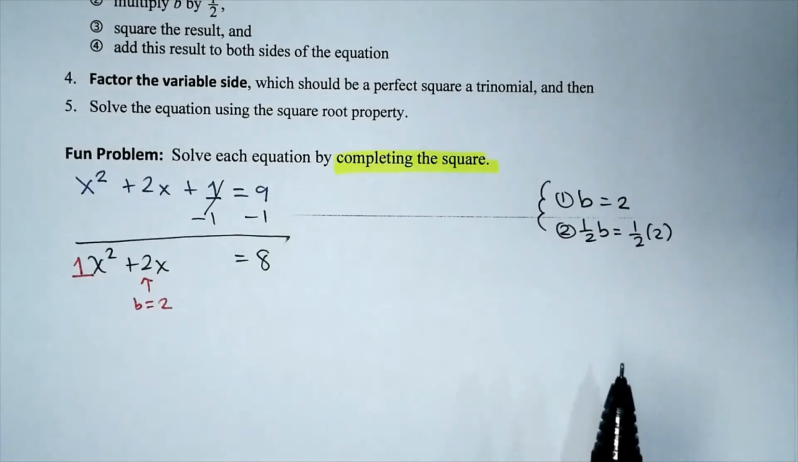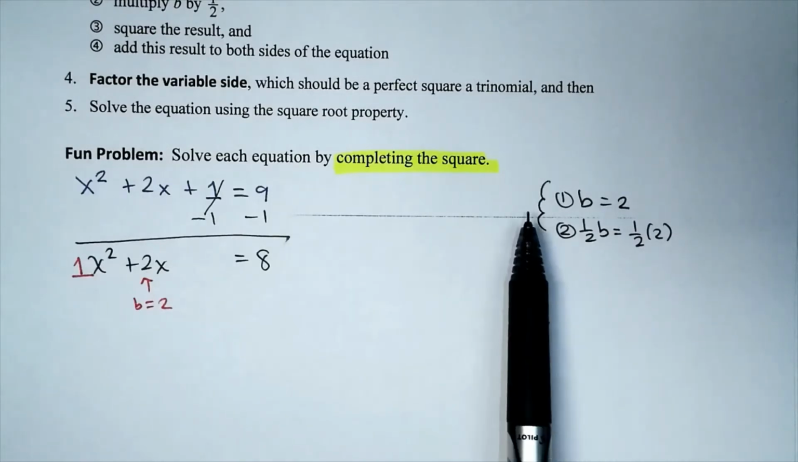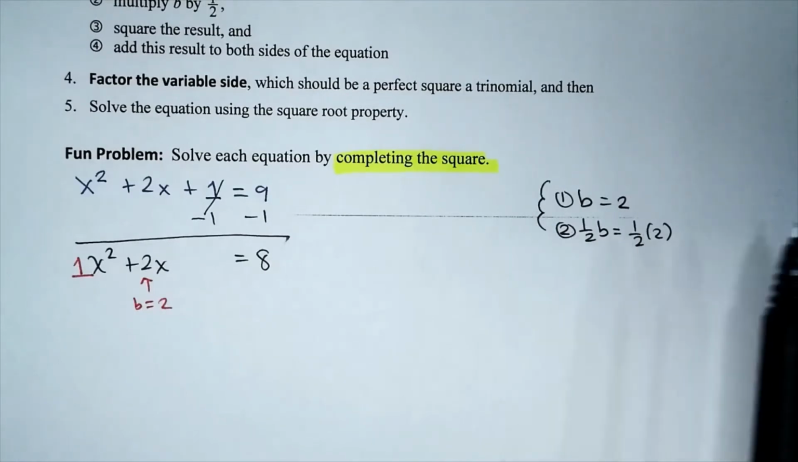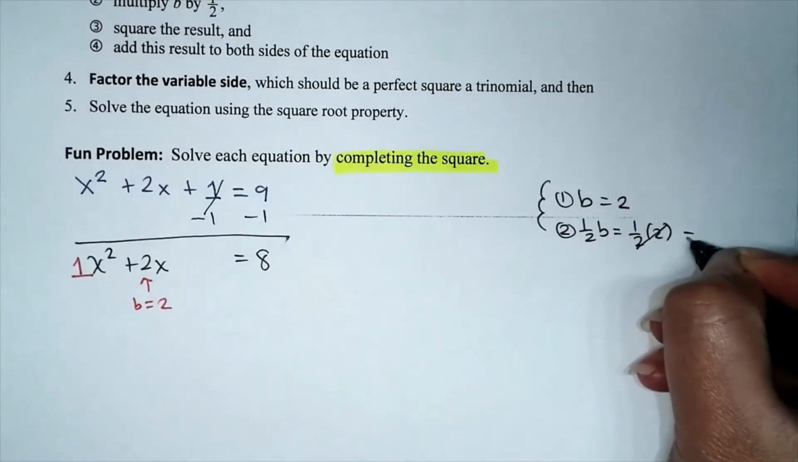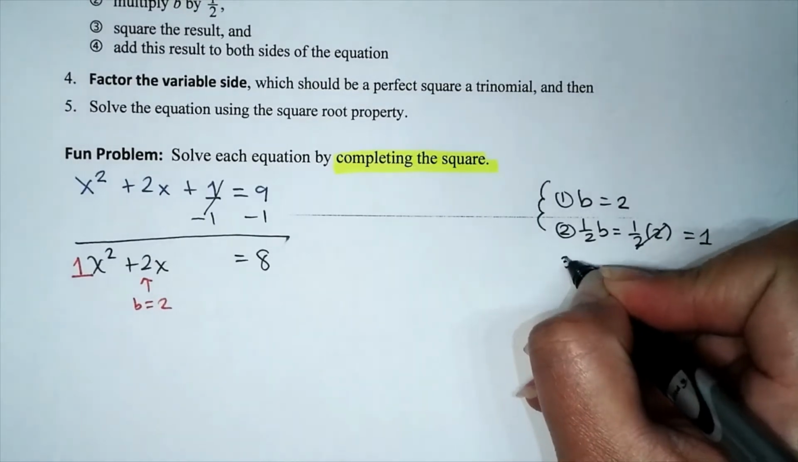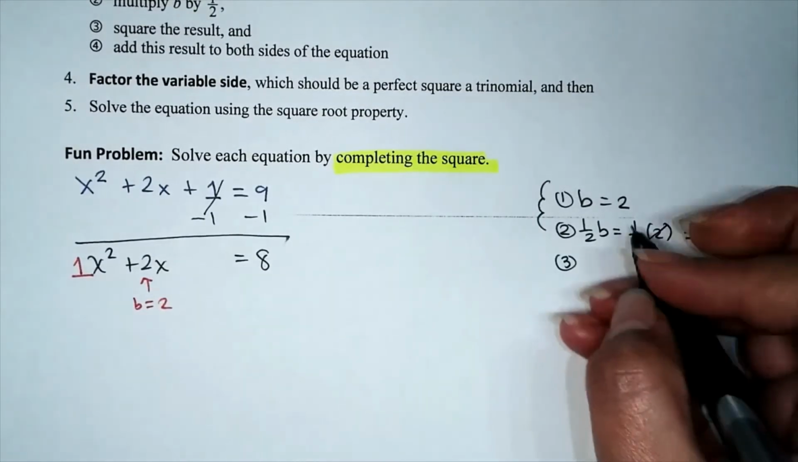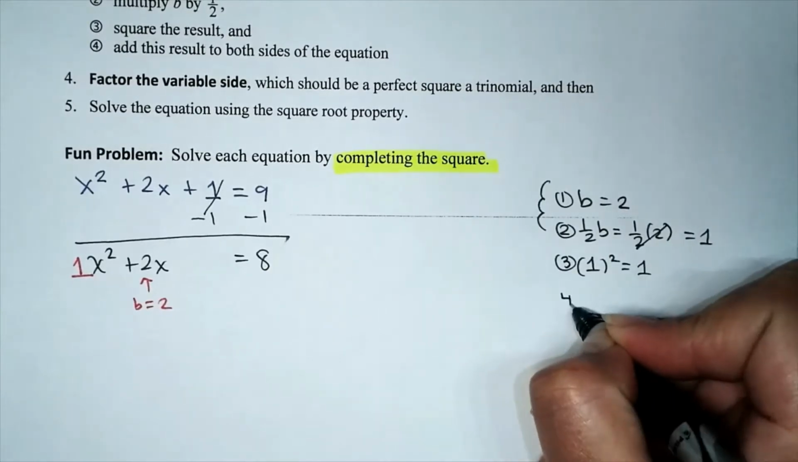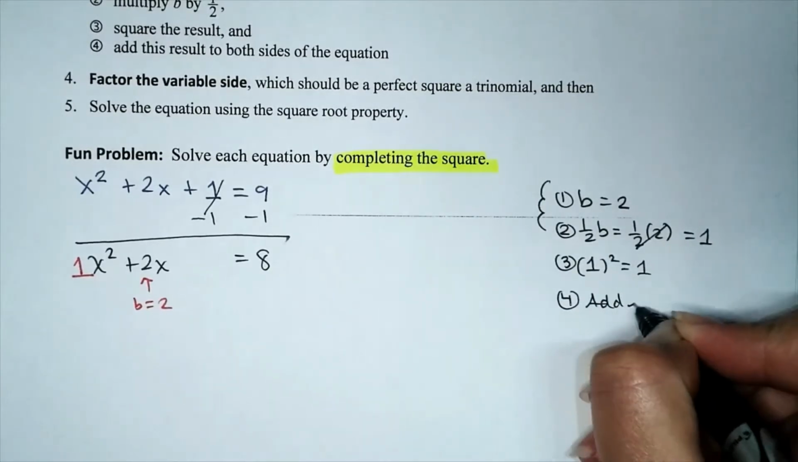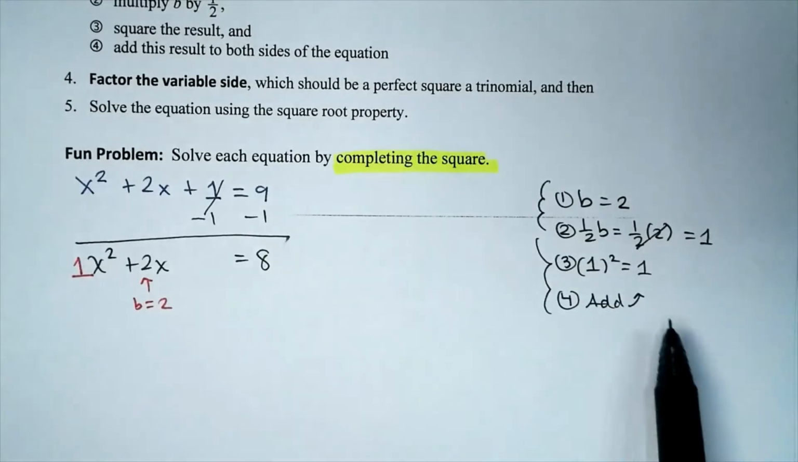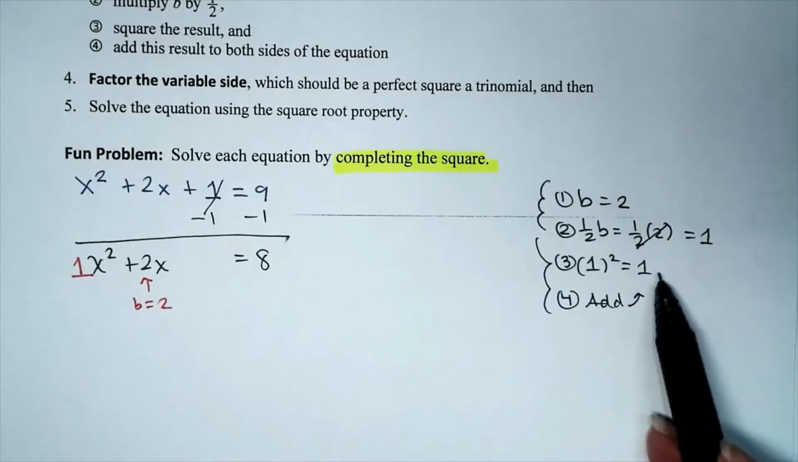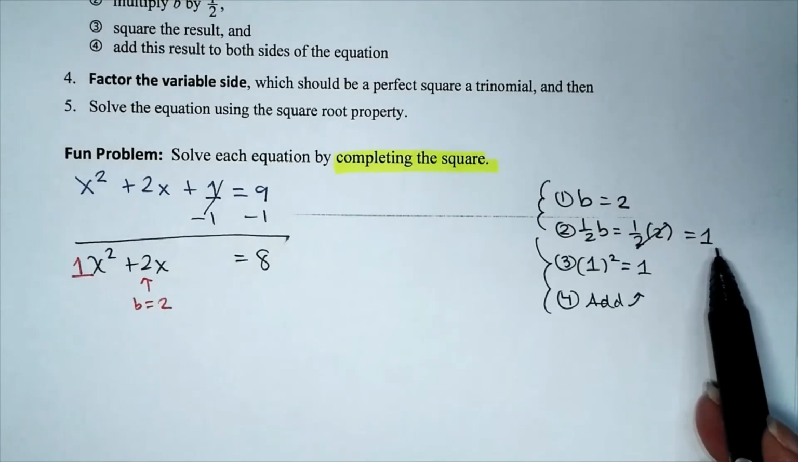Cool. So to complete the square, how are we gonna do it? 1, identify b. 2, multiply it by 1/2. So that will give us 1. 3, you're going to square the result. So the result is 1. And then 4, you're going to add the result. Okay. So you're going to add, in this case, the result was just 1. It's a coincidence that it's the same as half of b. I should have picked a better problem.